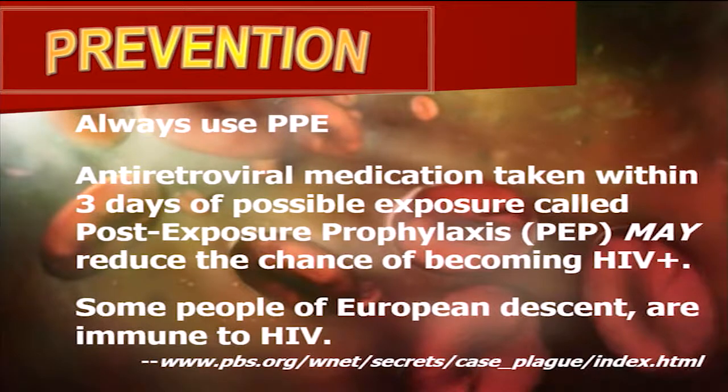Some people of European descent are immune to HIV. There's a whole program at PBS that you can watch on how they discovered that. It was when they were searching for survivors of bubonic plague that they realized that there was an association, and some people are actually completely immune.